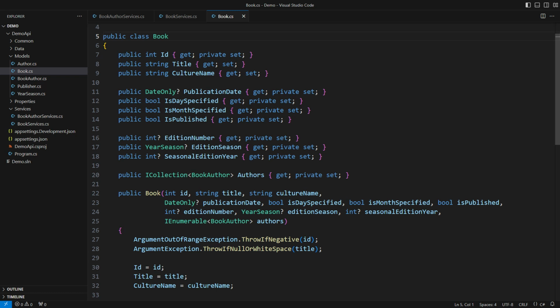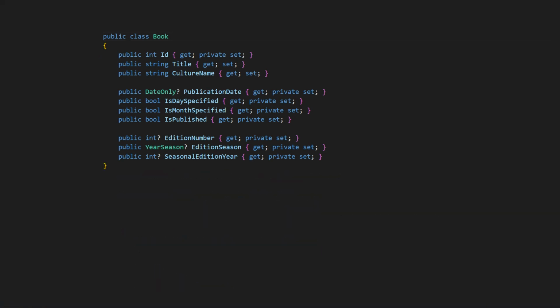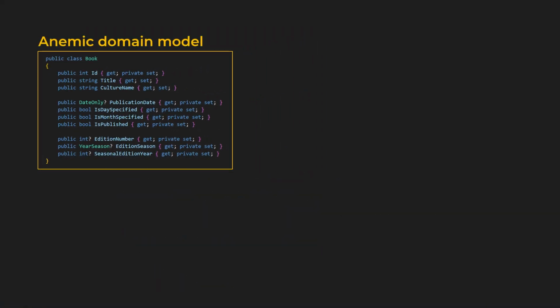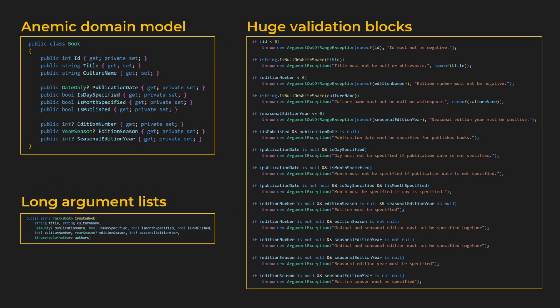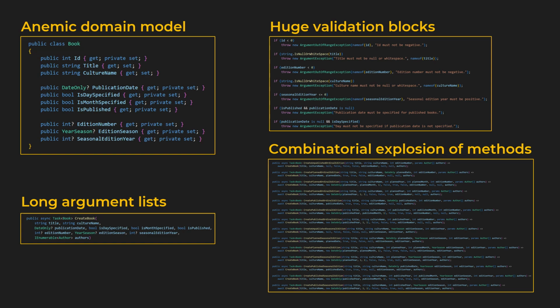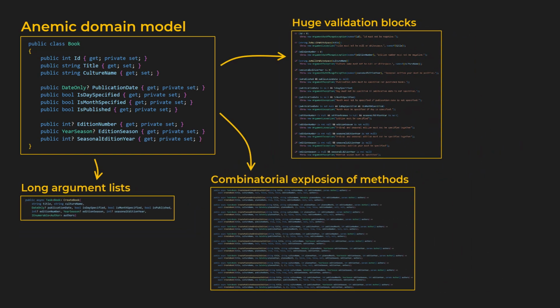This class is a part of an anemic domain model. Only in this video, and for your eyes only, I will show you how an anemic domain model leads to long argument lists, huge validation blocks, and a combinatorial explosion of methods. Take this video as the list of reasons against designing an anemic domain model.